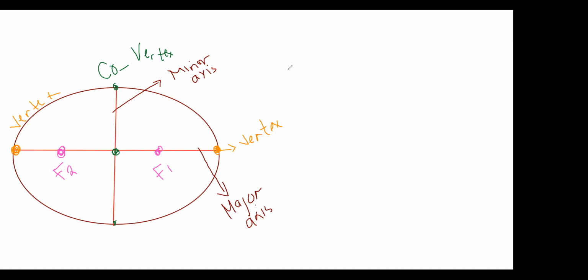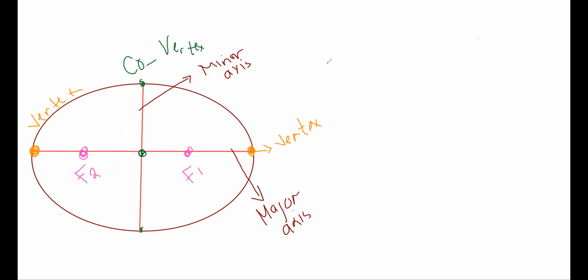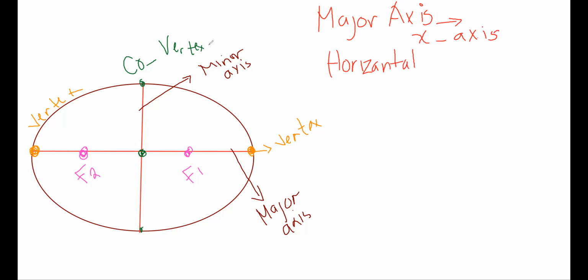Now, because the foci are on the major axis, and the major axis here is the x-axis, since the major axis is the x-axis, I will name this one a horizontal ellipse.